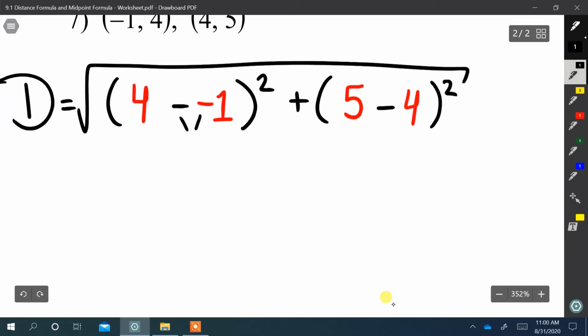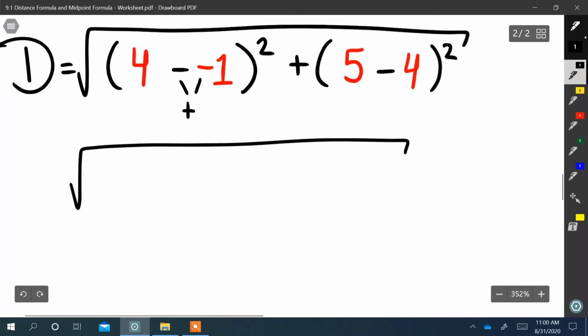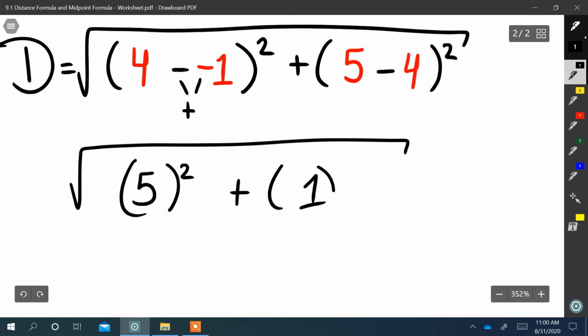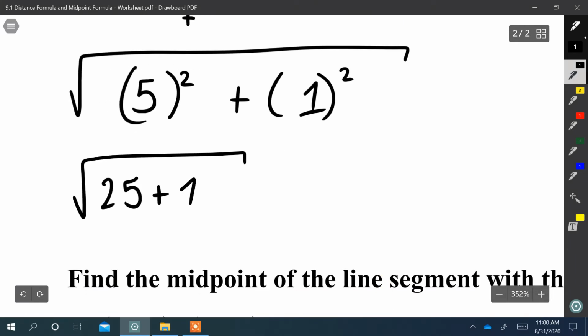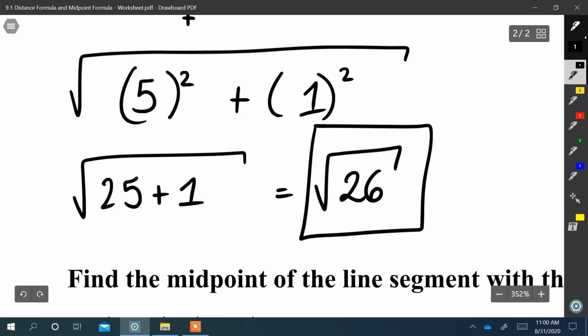When you have two negatives like that, that actually becomes a positive. So we got 4 plus 1 is 5. Then we get 1 right there. Then we get 25 plus 1. And that should be the square root of 26, which we can't really break apart. So that will be my final answer.